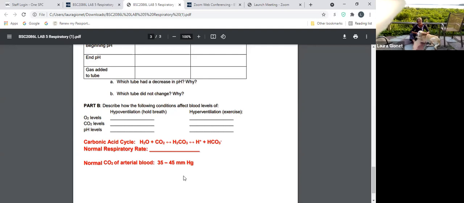If that goes higher than normal, so let's say we have a carbon dioxide level of 50, that means, looking at the carbonic acid cycle, that when we have more carbon dioxide in this system, we produce more of the acid and ultimately more of the hydrogen ions. And therefore the pH value goes down and we become acidotic, or respiratory acidosis.